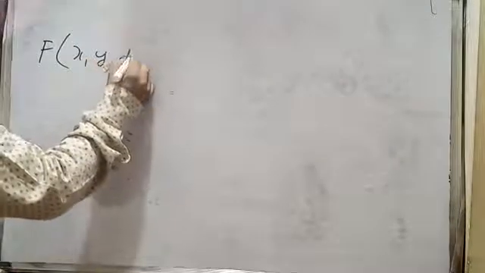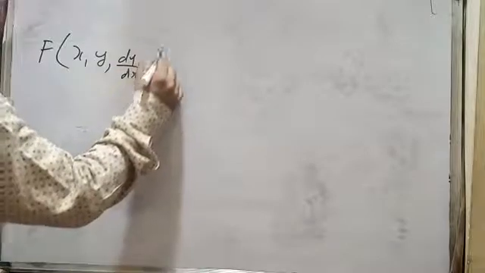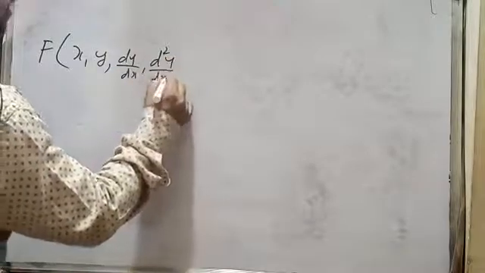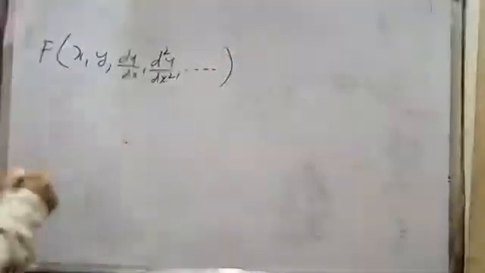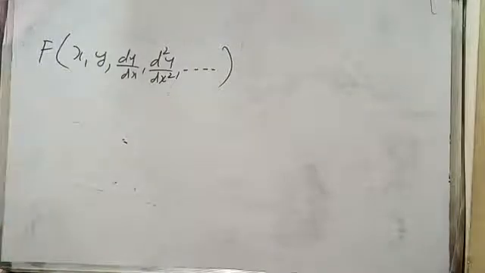This is the example. We can take it like this. There are so many examples. But in general, I can write a general equation format. An equation that involves a function, x, y, dy by dx, d square y by dx square. This type of equation is called a differential equation.